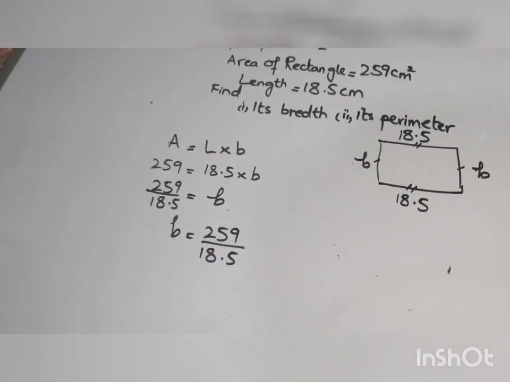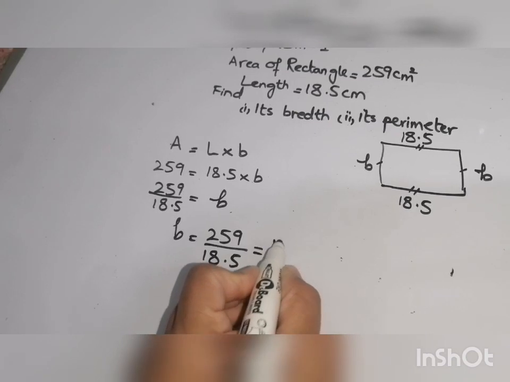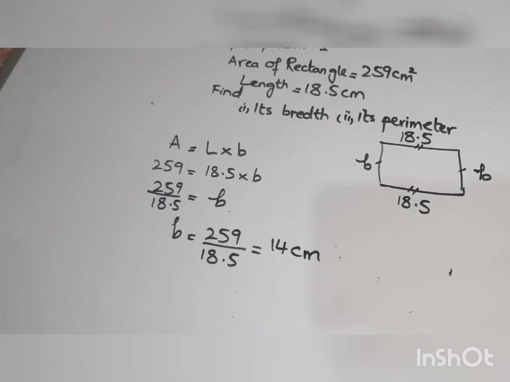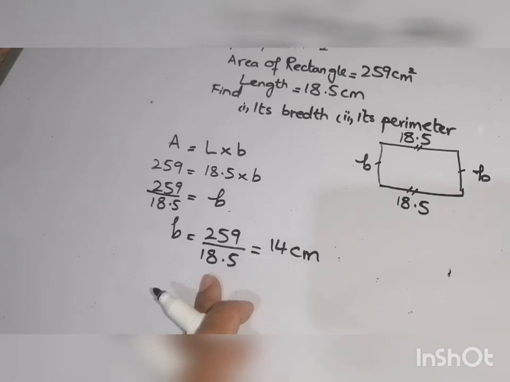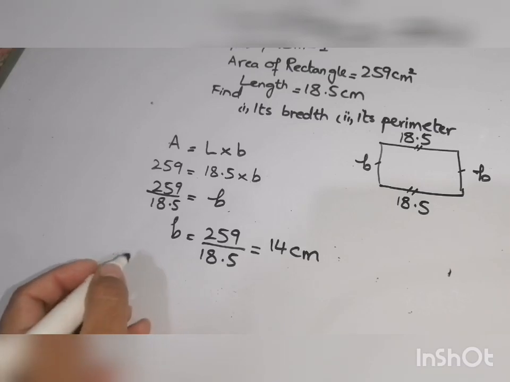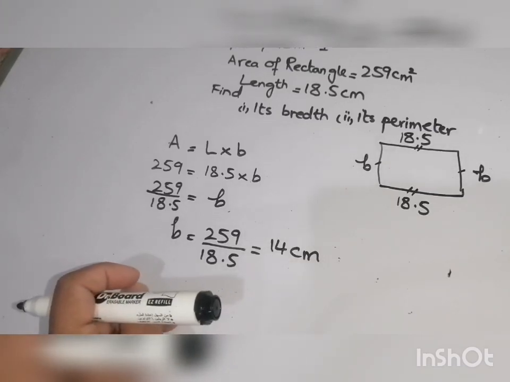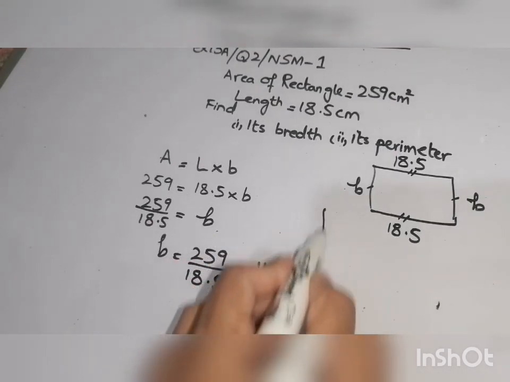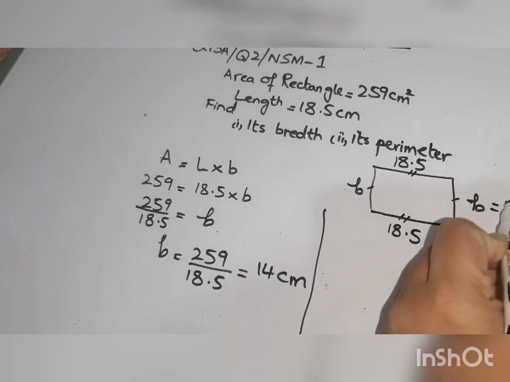Alright, if you do this division, the answer is 14 centimeter. I've already solved it, but if you cannot solve it on paper, you can always round off 18.5 as 19 and then divide, or you can remove the decimal and divide 2590 by 185 and you will get the exact value of 14. In any exam, it is very important that you can figure out the answer. So now I know what B is, so I can write down here B is 14.